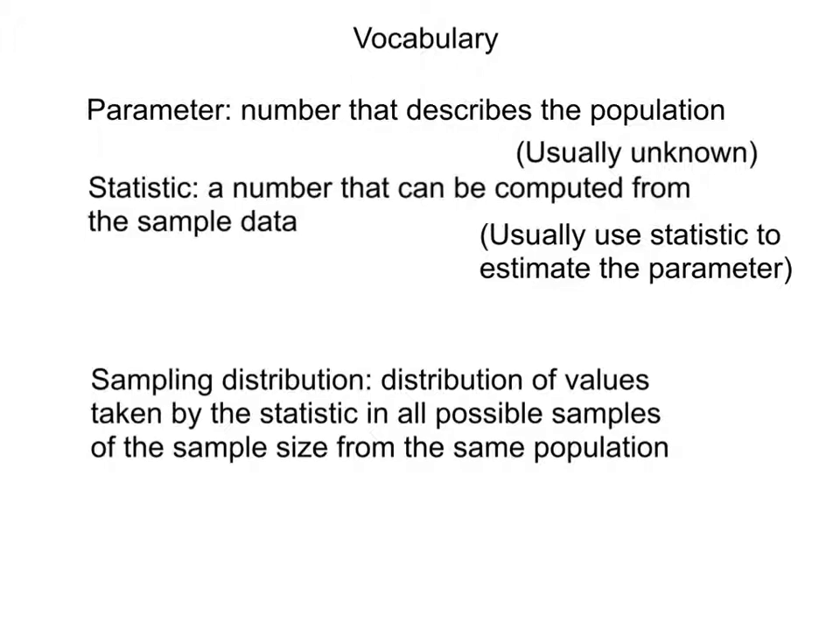Just remember that parameter sounds like population: parameter, population. A statistic is just a number that can be computed from sample data: sample, statistic. Both start with the same letter.